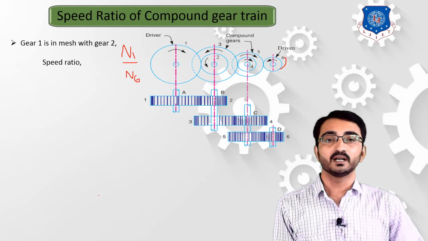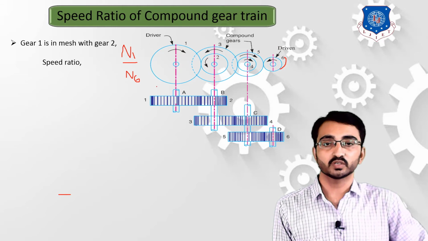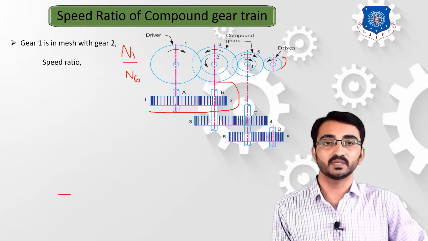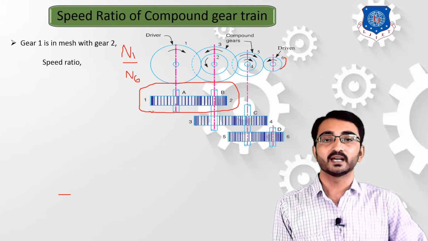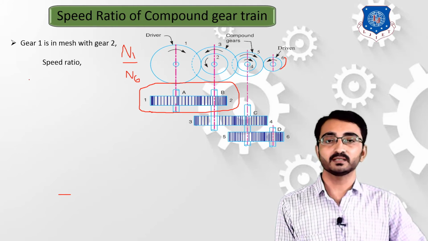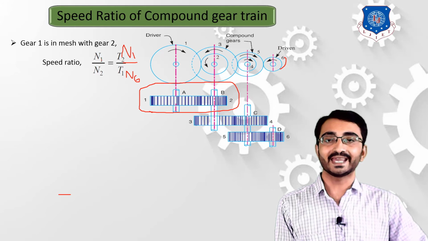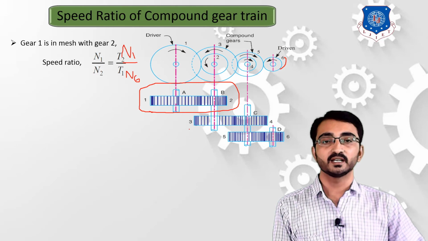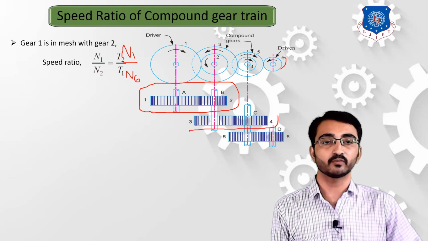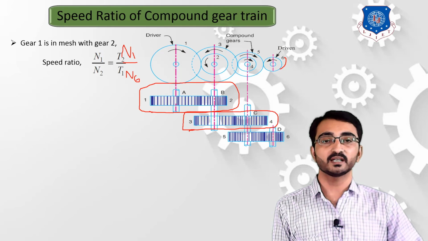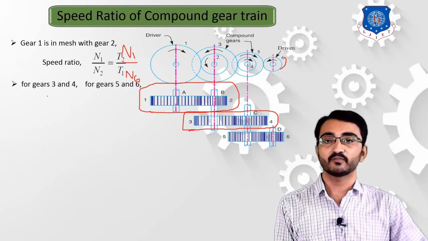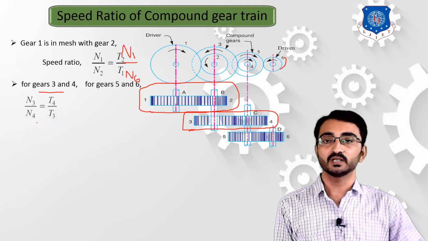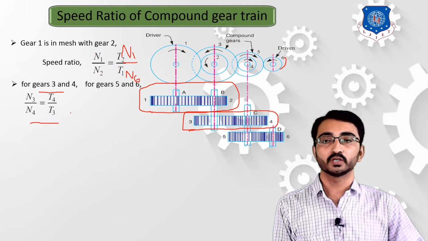So let's consider first assembly of gear 1 and gear 2. Now the gear 1 is mounted on your shaft A. So gear 1 and gear 2, this assembly is working as a simple gear train, and we have a simple relation that for simple gear train we can write down that N1 by N2 is equal to T2 by T1. Similarly, gear 3 and gear 4 are also forming another simple gear train. So for gear 3 and gear 4, we can write down that N3 by N4 is equal to T4 by T3.